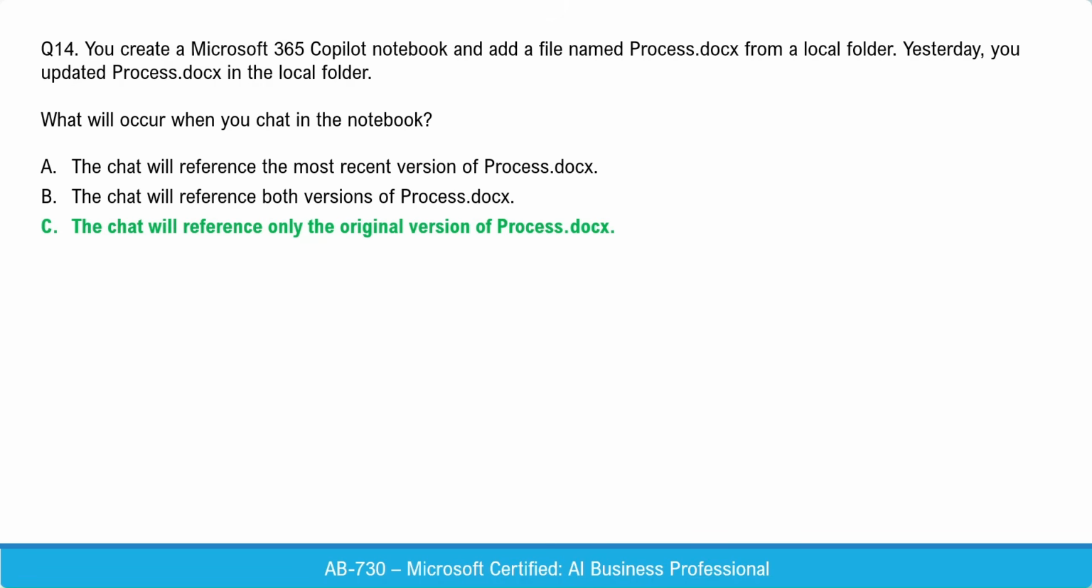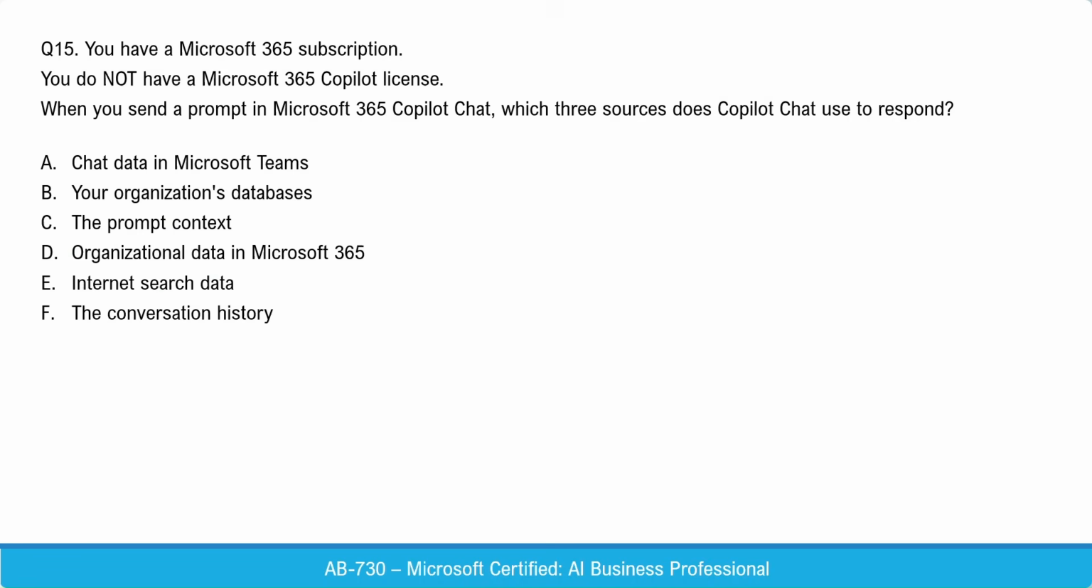case here. Option B says the chat will reference both the versions. That is also incorrect because Copilot does not automatically track multiple versions of a locally uploaded file. So the correct option is option C.